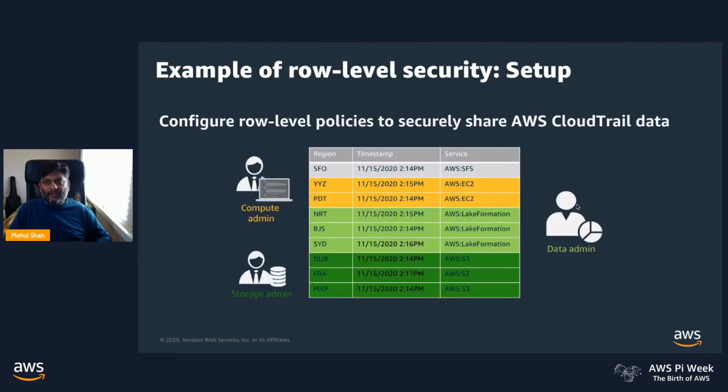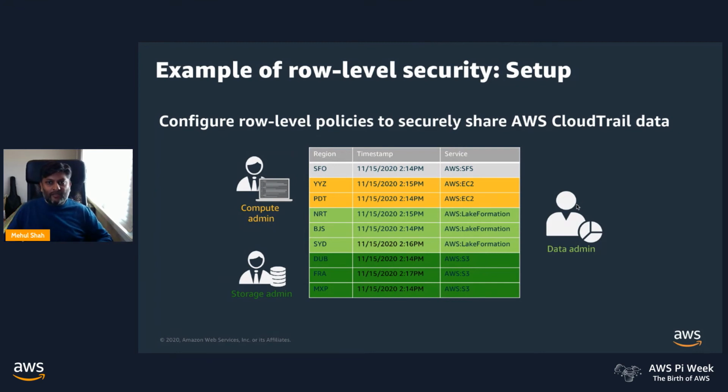The setup here is AWS CloudTrail data. CloudTrail basically organizes all of your API requests and records them into a single S3 bucket. And API requests here are for AWS services like Lake Formation, EC2, and S3.